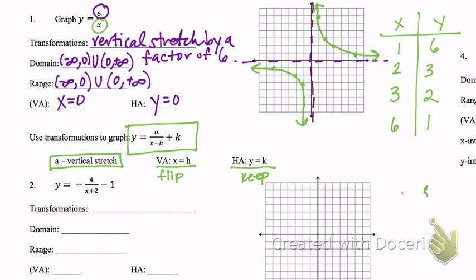For transformations, it's always going to go left or right based on whatever my h is. So whatever my vertical asymptote is, it goes left or right that many units. So if the vertical asymptote is x equals 2, then it would go right 2. In this case, we have x plus 2. So my vertical asymptote is at x equals what? Negative 2. So that means that I'm going to go left 2. And then I'm going to put a vertical asymptote at negative 2.